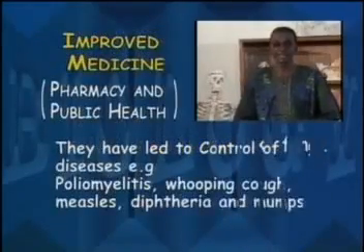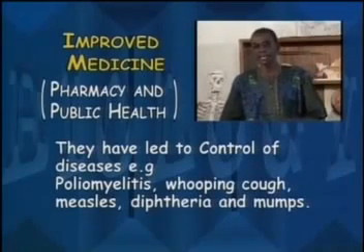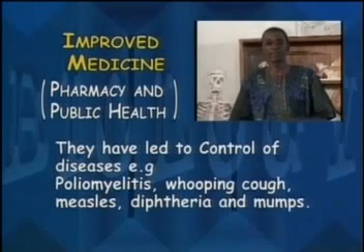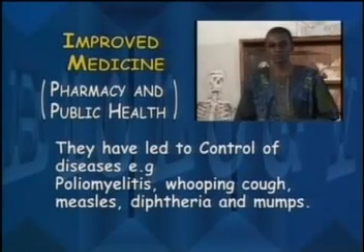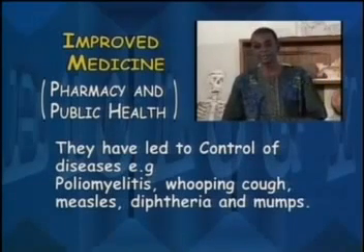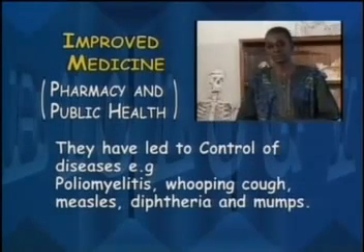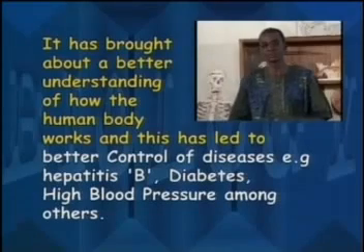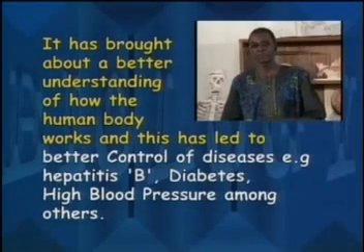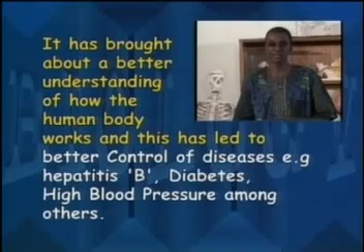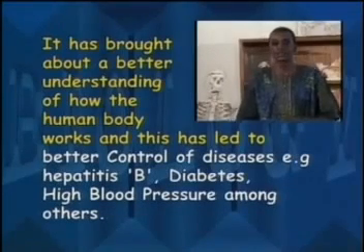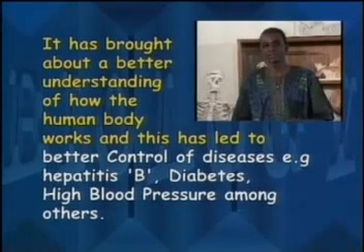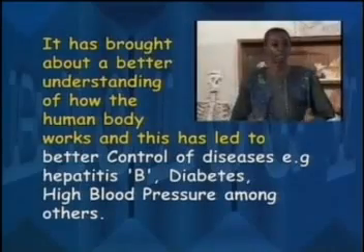The next point is that medicine, pharmacy, and public health have led to the control of diseases like poliomyelitis, whooping cough, measles, diphtheria, and mumps. The next point is that knowledge of biology has brought the understanding of how the human body works. And this has led to the control of diseases like hepatitis B, diabetes, high blood pressure, among others.